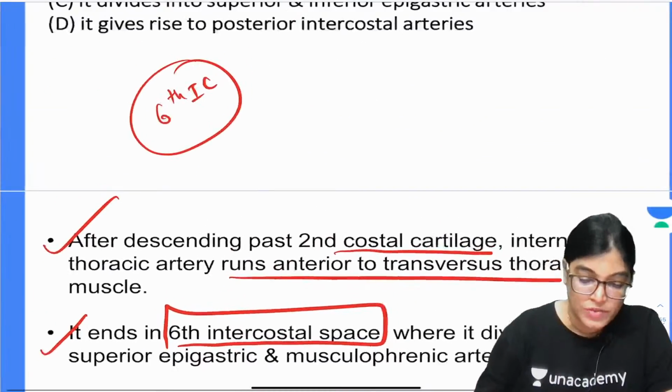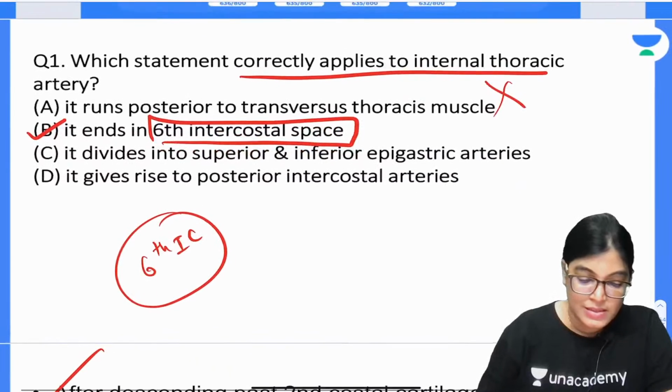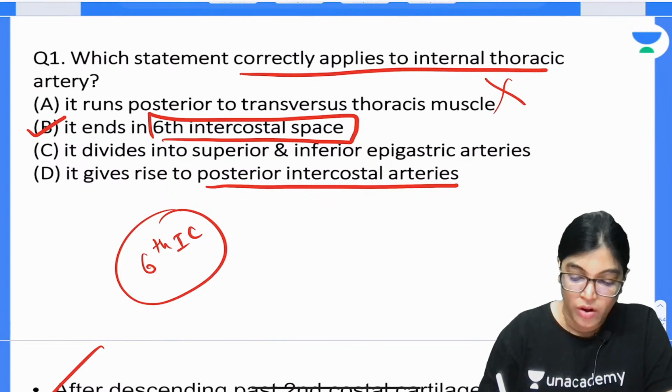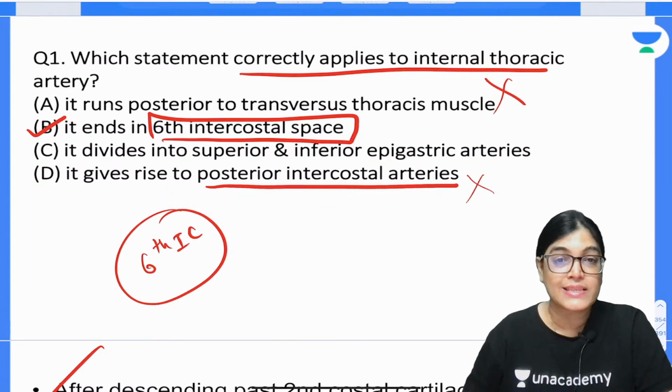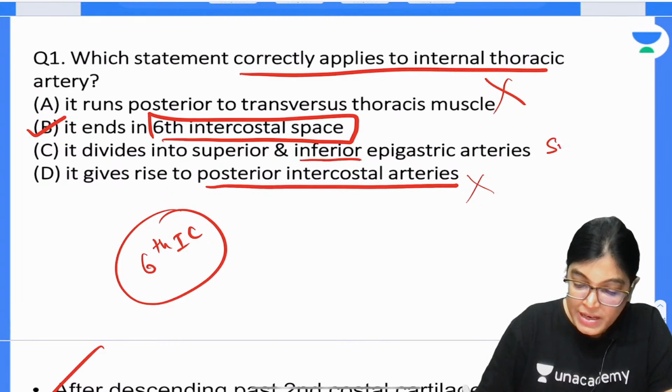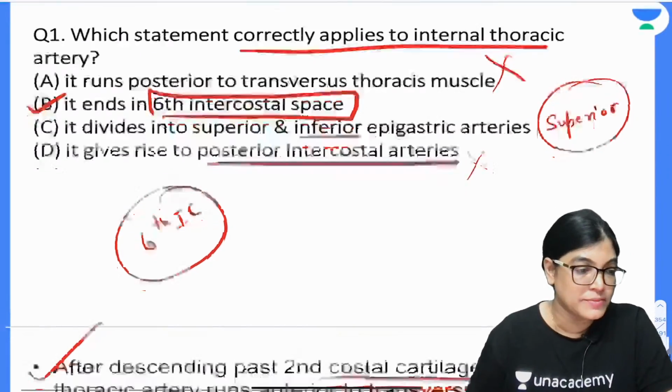So, here the option which was provided, as you can see, was that it is giving rise to posterior intercostal artery, which is absolutely wrong. Actually, it is giving rise to anterior intercostal arteries, and it is dividing into not inferior but superior epigastric. So, the most correct answer is B.